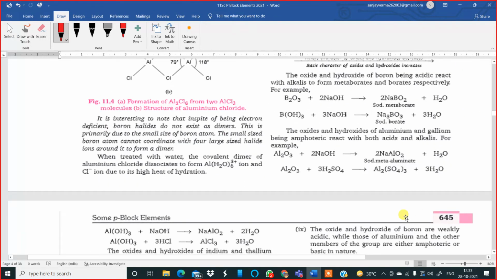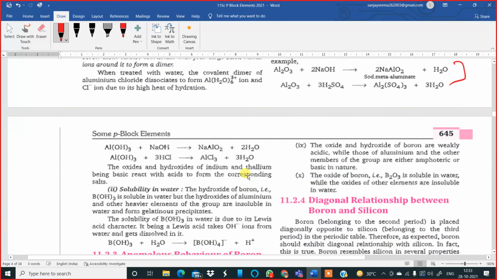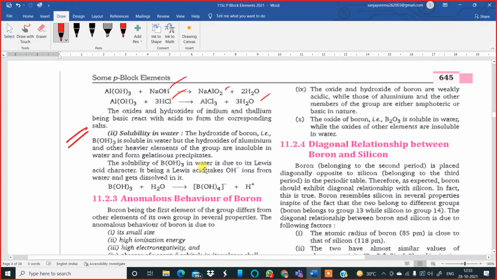Then the equations over here: reaction of boron oxide with sodium hydroxide to give salt and water. Same thing with this also. And on page 645, reaction of aluminum hydroxide with an alkali and an acid to give salt and water. Important reaction. Now after that, solubility in water.